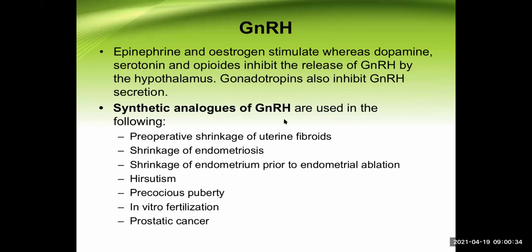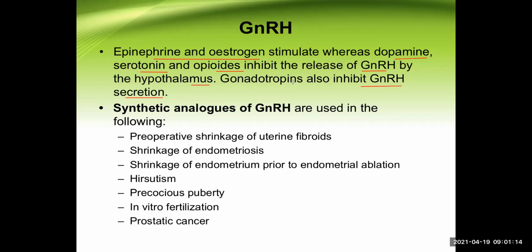Now, epinephrine and estrogen stimulate, whereas dopamine, serotonin, and opioid inhibit the release of GnRH by the hypothalamus. So let me clarify this again. See here. Epinephrine and estrogen stimulate, whereas dopamine, serotonin, and opioid analgesics inhibit the release of GnRH by the hypothalamus. Gonadotropins also inhibit GnRH secretion. Now, this gonadotropin will definitely give negative feedback for the GnRH secretion, like increased FSH and increased LH will block the release of GnRH.